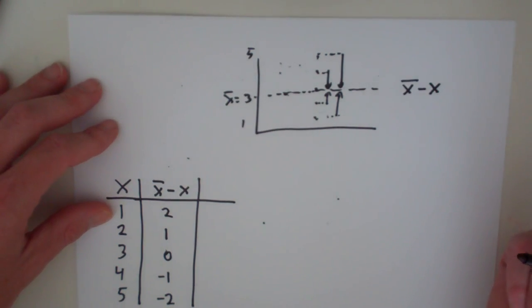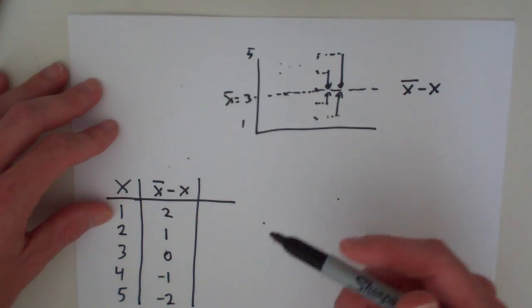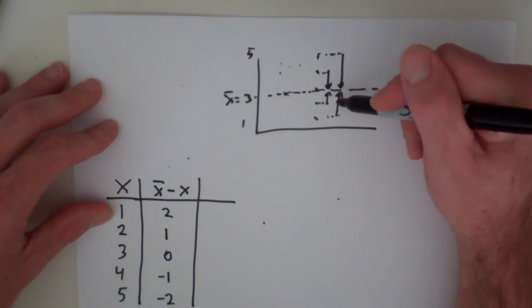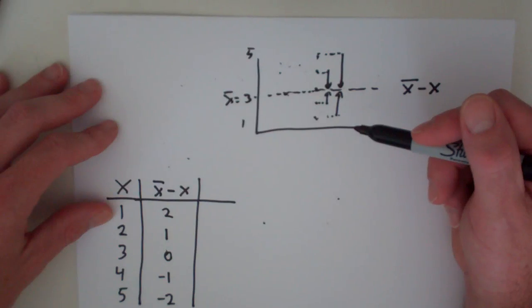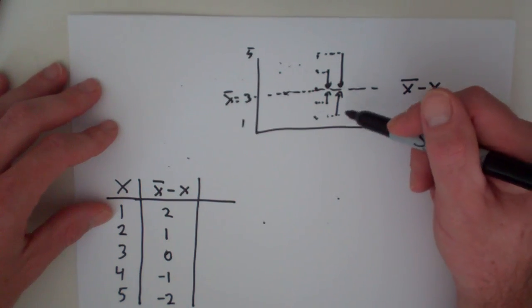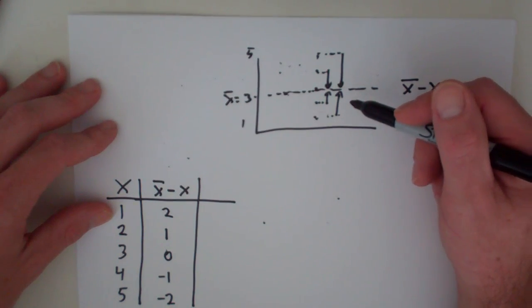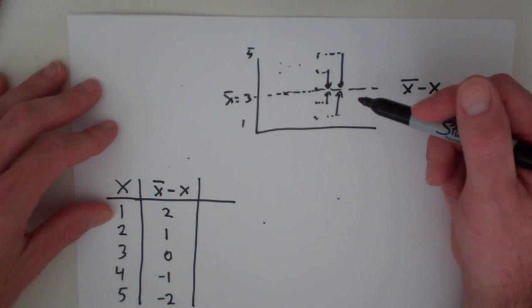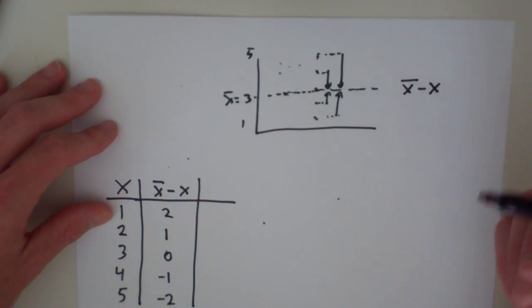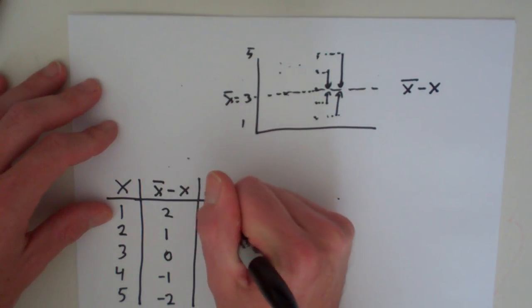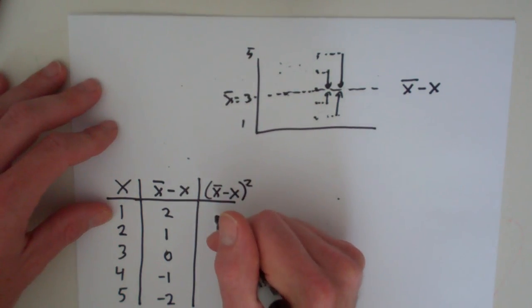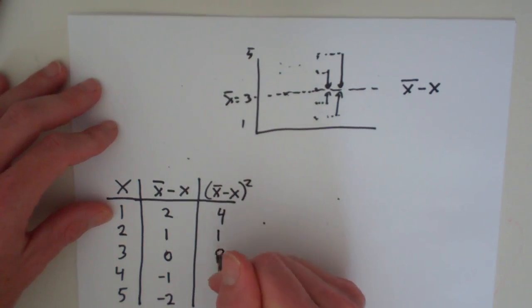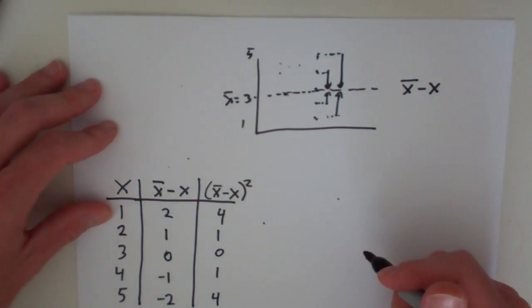So that's how far each one is. However, these ones are negative values, these ones are positive values. We don't care about the direction of difference from the mean, only the magnitude of difference from the mean. So we essentially are going to want to get rid of the signs, and so we're going to take this quantity, x bar minus x, and square it. So this becomes 4, 1, 0, 1, and 4.